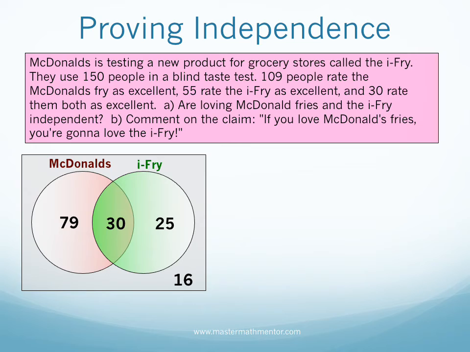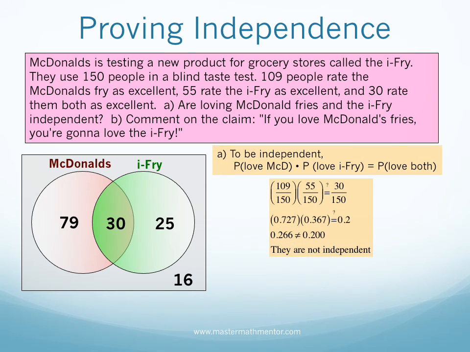We first construct the Venn diagram. The 30 people who love both fries are placed in the center with 109 minus 30, or 79, in the only loving McDonald's red circle. 55 minus 30, or 25 people, are in the only loving the iFry green circle. And 150 minus 79 minus 30 minus 25, or 16 people, are placed outside both circles as people who love neither.